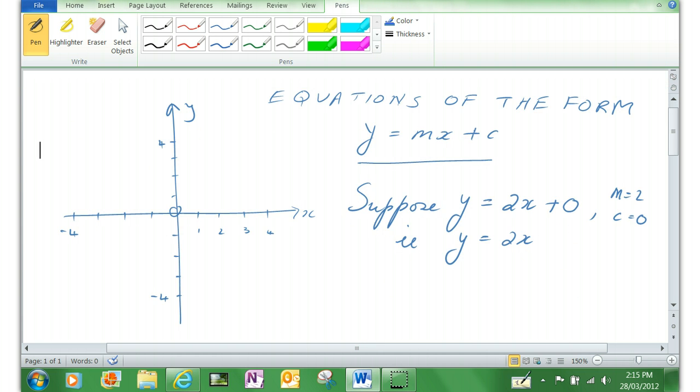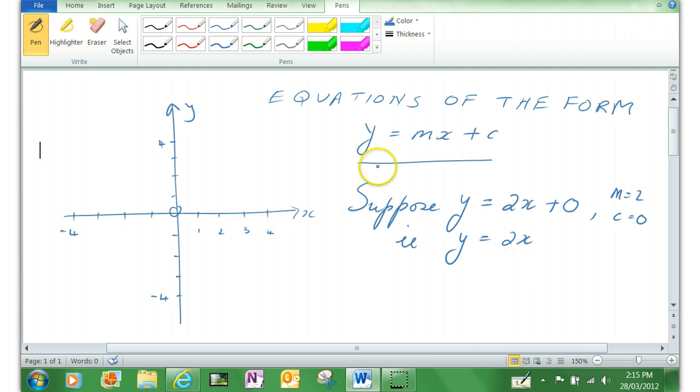Okay, let's continue with this idea. Suppose we take a simpler case of this equation of the form y equals mx plus c. Let's suppose we put in m is 2 into this and c is 0. So it'll be y equals 2x plus nothing, or y equals 2x.